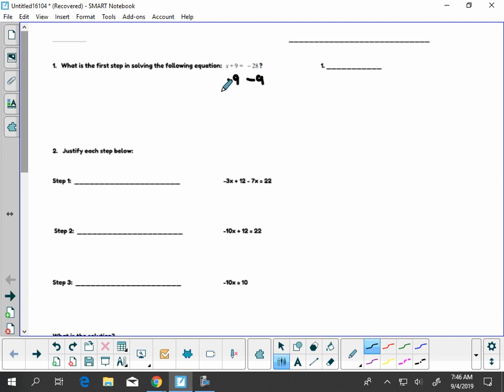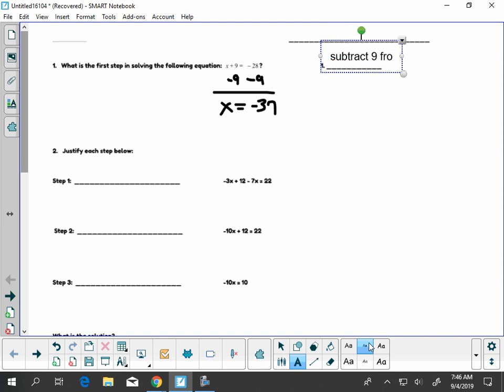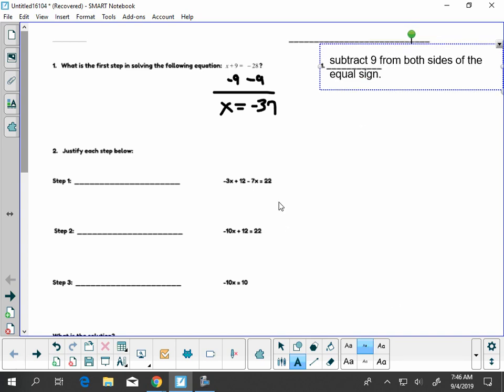And if I wanted to finish it, I would get negative 37. But I look at that question, and it asks, what is the first step? Well, the first step is subtract 9 from both sides of the equal sign. Okay, so that's what I did.